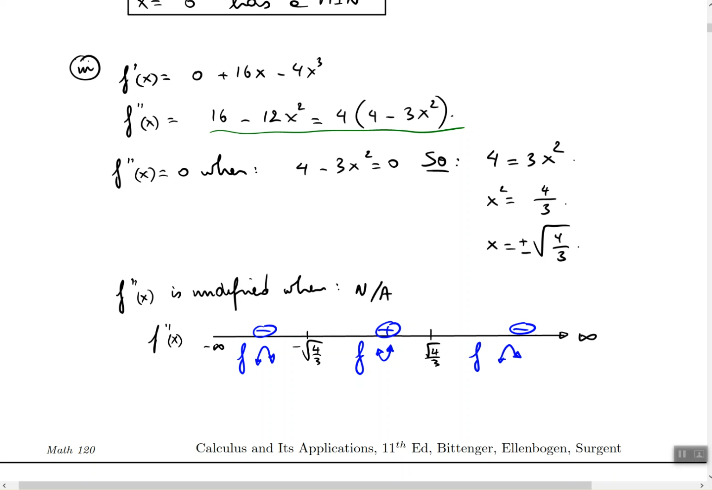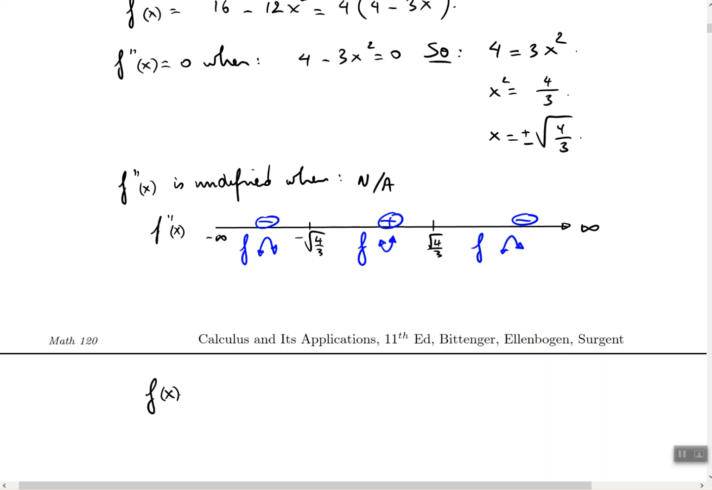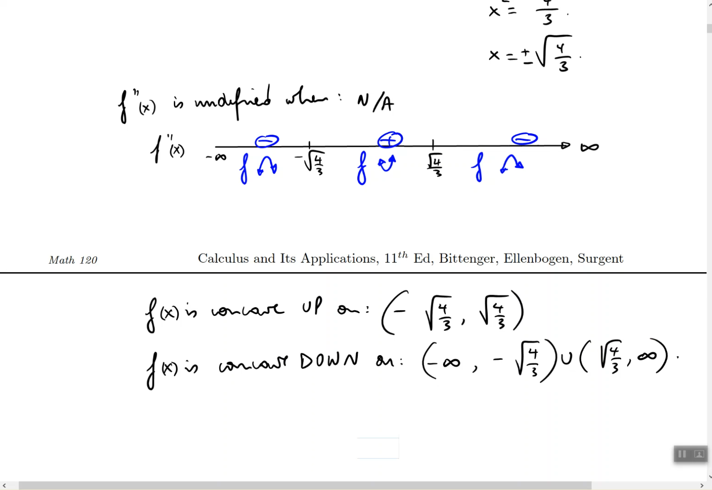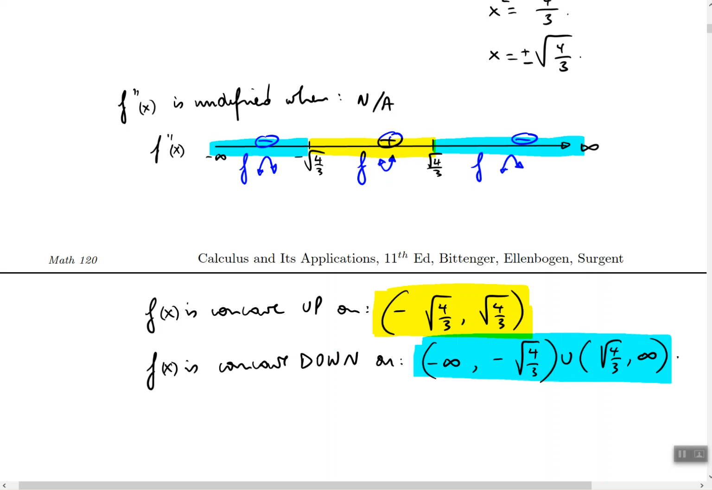So let's make a record of where the function was concave up or down. So f(x) is concave up on the interval from negative the square root of 4 over 3 to positive square root of 4 over 3. And it's concave down on the other intervals. So there it is. Again, it's concave up in the middle, so that's why I'm writing this over here, and it's concave down on the edges. So that is the reason why I decided to write this answer over here. Okay. Hopefully that made sense.